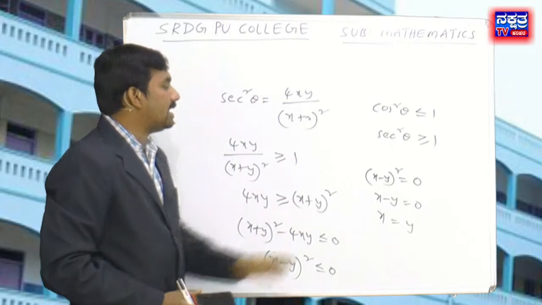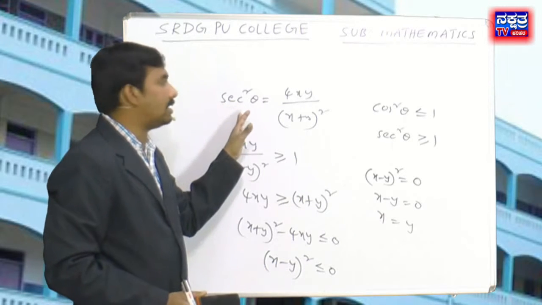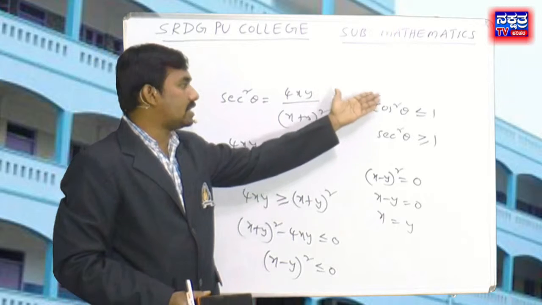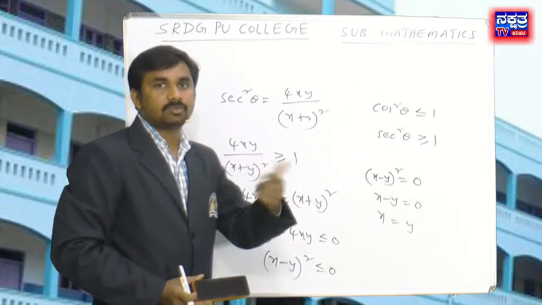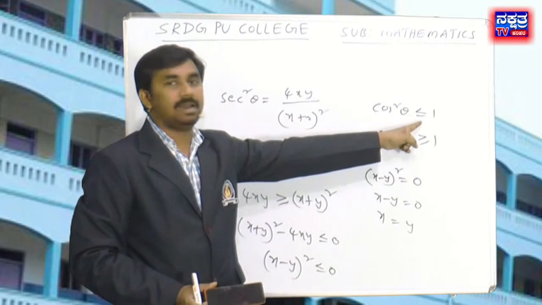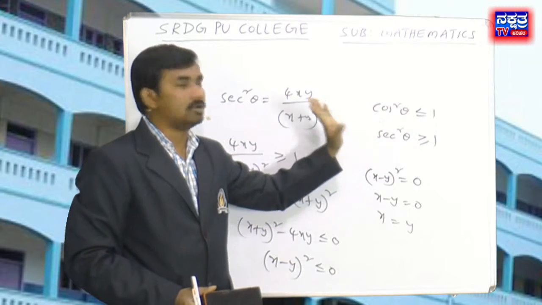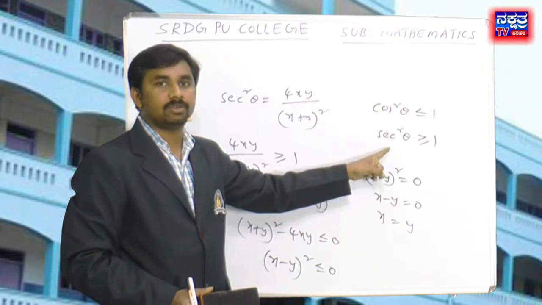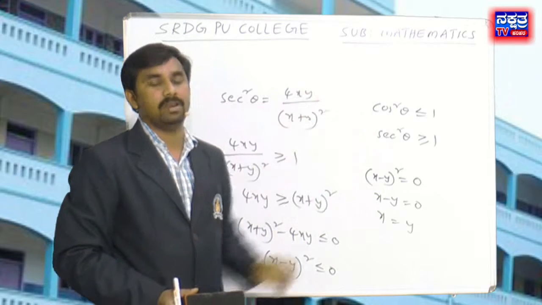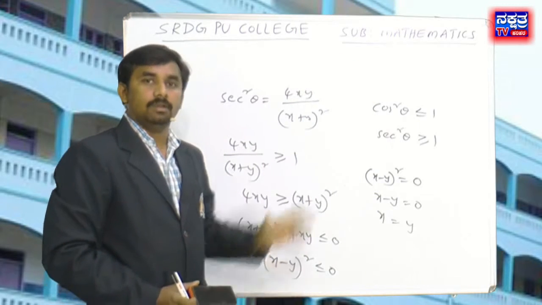Not only this one, he can ask the question not only with secant square theta but also cosecant square theta or sin square theta, cos square theta. Sin square theta, cos square theta are always between 0 and 1, greater than or equal to 0 and less than or equal to 1, and secant square theta, cosecant square theta are always greater than or equal to 1. Those are the conditions we have to follow.